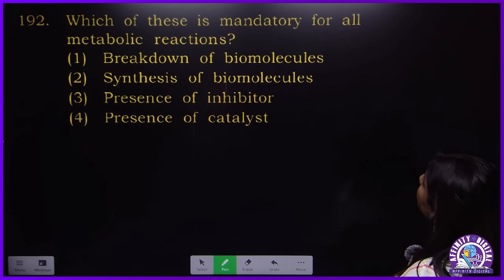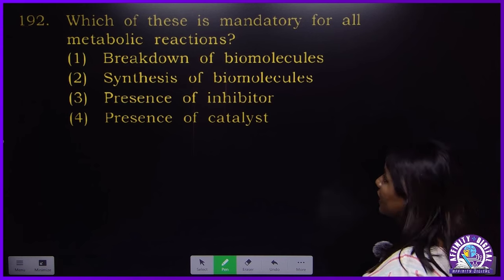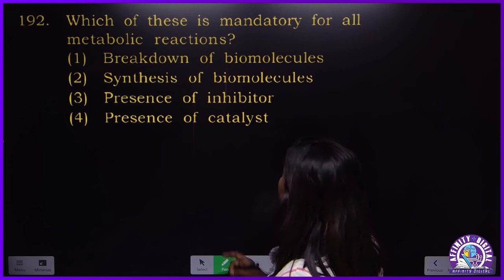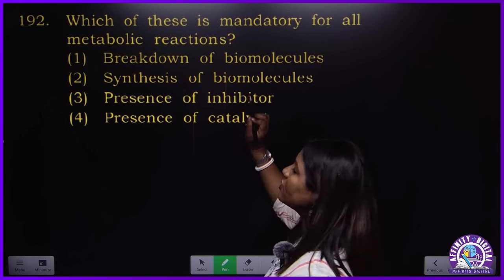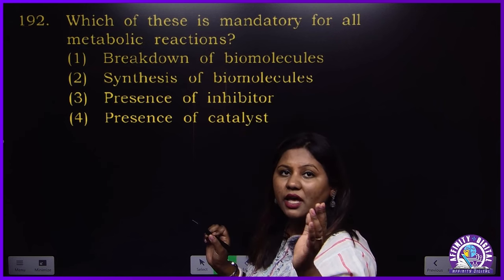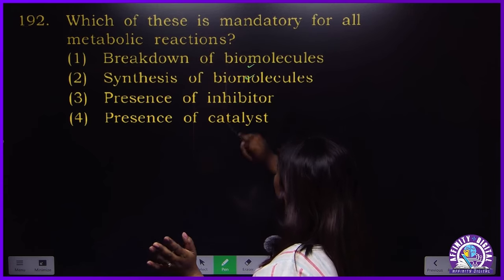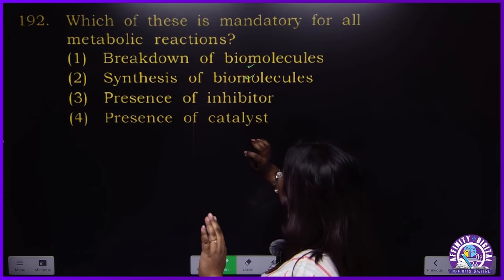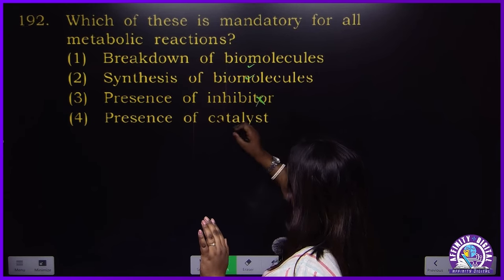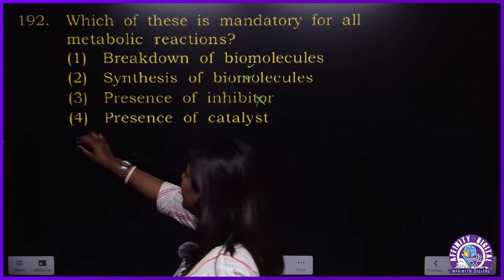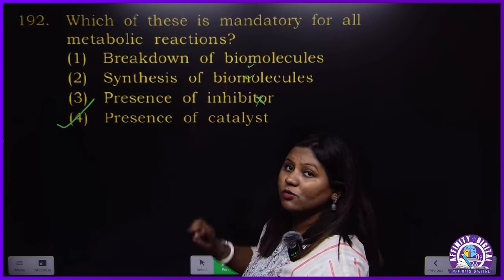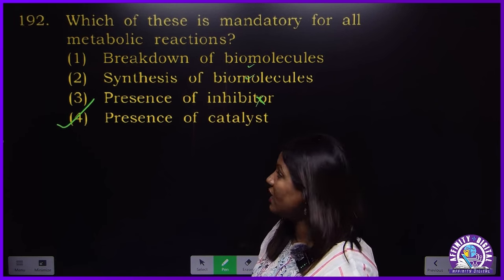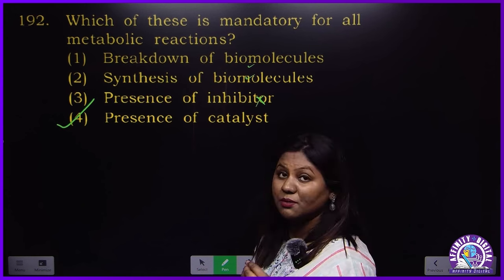Which of this is mandatory for all metabolic reactions? It is all metabolic reaction के लिए ये mandatory है. Breakdown of the molecule, synthesis of the molecule. बच्चों, metabolism मतलब ही होता है anabolism and catabolism. तो ये दोनों ही correct है. It is mandatory नहीं, ये तो होगा ही. Presence of inhibitor ये incorrect है. But presence of catalyst ये mandatory है. कभी कभार anabolic भी होगा, कभी कभार catabolic भी होगा. हमेशा inhibitor present नहीं रहता. लेकिन presence of catalyst ये must है.